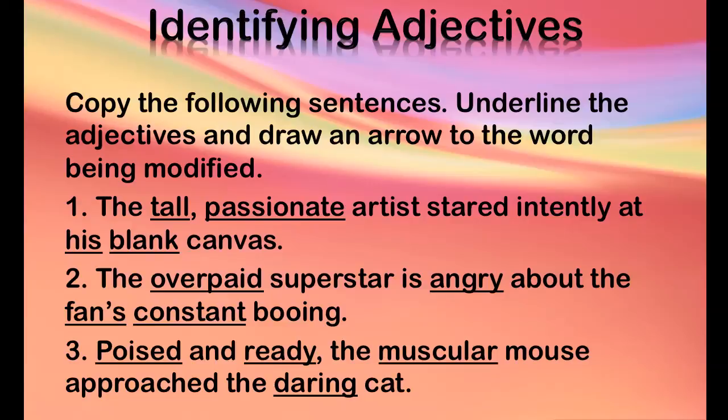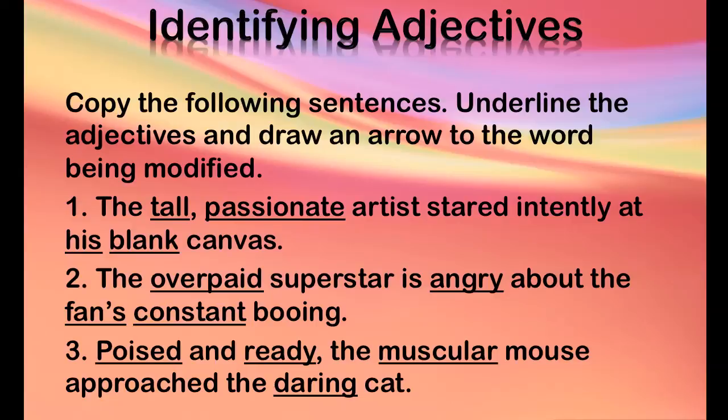In number 2, the overpaid superstar is angry about the fans' constant booing. Overpaid tells us more about what kind or which superstar. Angry is an example of a predicate adjective. It follows the linking verb, and it still comes back to describe superstar.